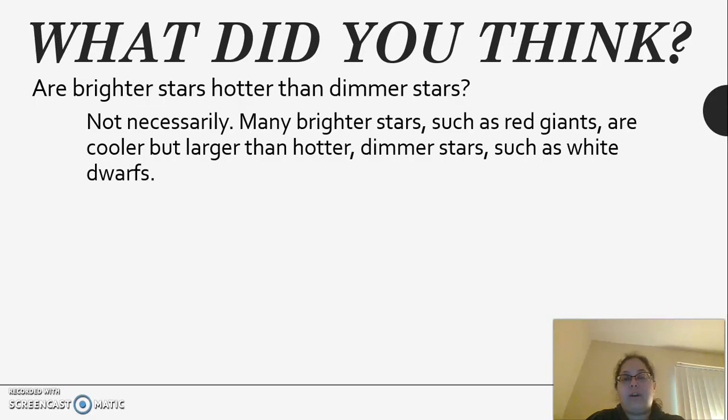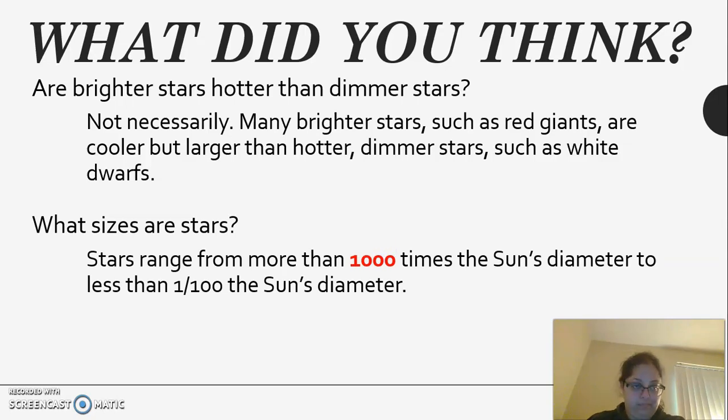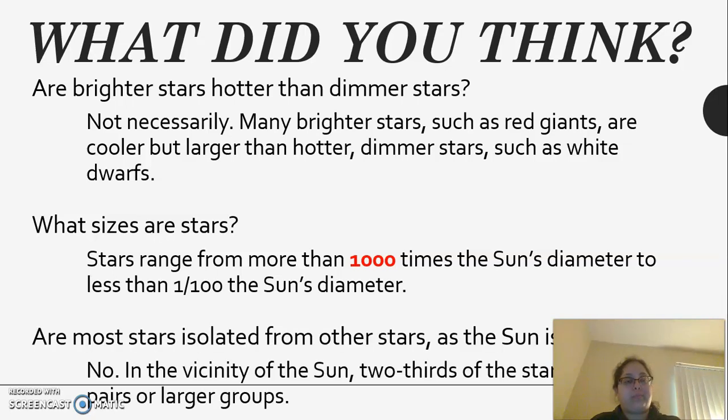Are brighter stars hotter than dimmer stars? Not necessarily. Many brighter stars can be cooler as long as they're bigger. What sizes are stars? Stars range from more than 1,000 times our sun's diameter to less than 1/100th of its diameter. So our sun is kind of in the middle, and there are stars that are much, much bigger and much smaller too.